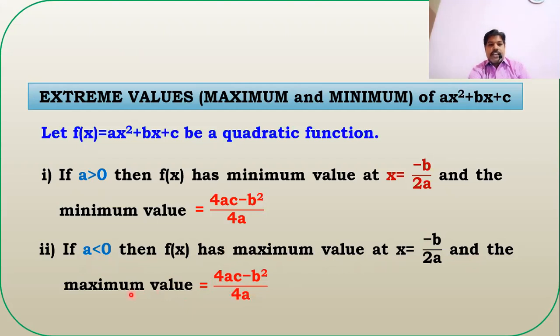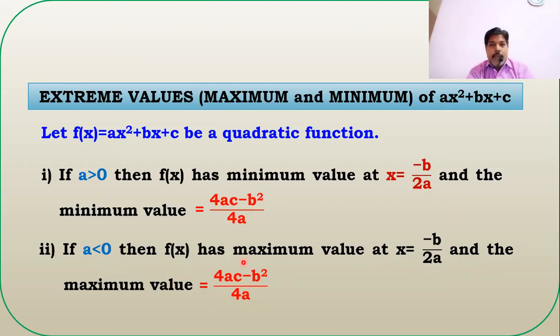So here are two important points. If a is positive, then f of x has a minimum value. At what point? x is equal to minus b by 2a. What is the minimum value? 4ac minus b square by 4a. And if a is less than 0, then f of x has a maximum value at x is equal to minus b by 2a, and the maximum value is 4ac minus b square by 4a.